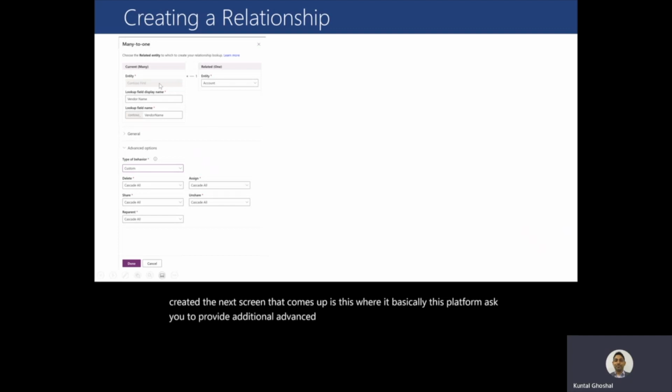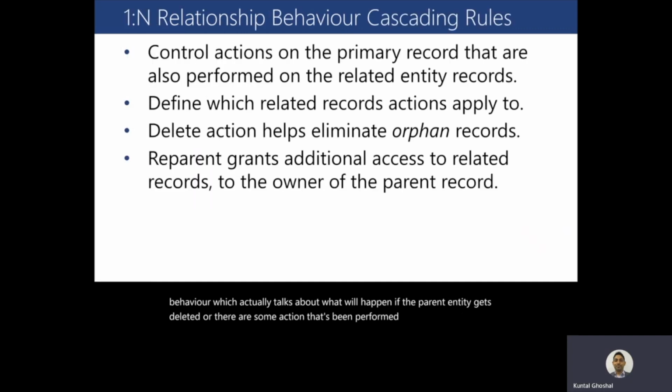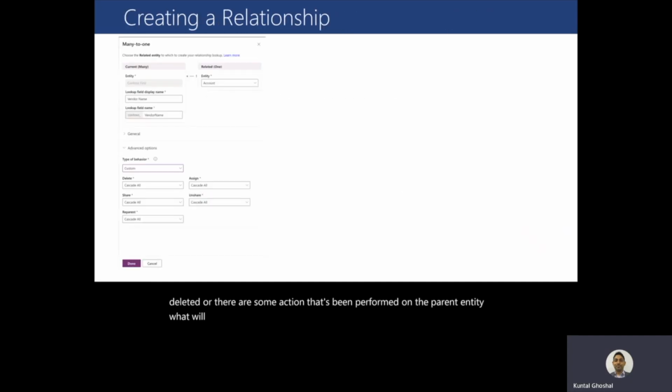As you can see here, entity and account to this vendor is having a one to n relationship, and the lookup field name is Kuntal underscore vendor name. And there is this type of behavior which talks about what will happen on the child entity if the parent entity gets deleted, or if some action is performed on the parent entity.